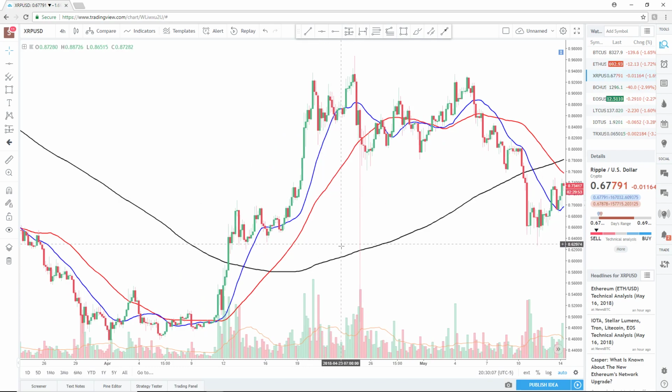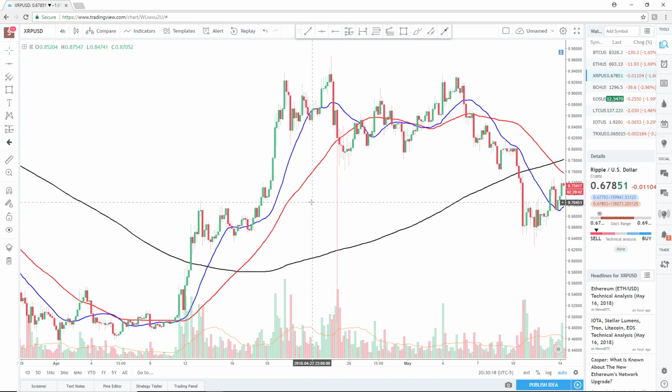So yeah, guys, that's how I use the moving averages. I'll say it again. The 200 determines whether I'm going to go long or short, and the 20 and 50 are kind of like my signal lines. You can also use them as support and resistance, but I don't really do that.